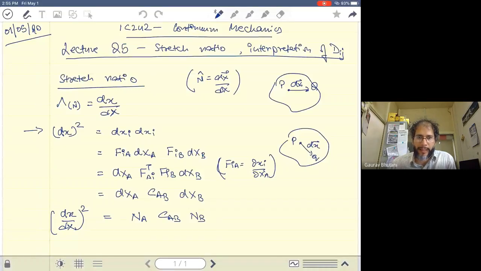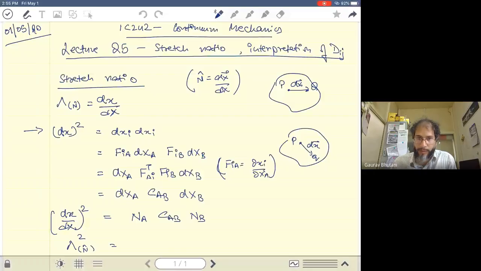So the ratio of d capital X vector divided by d capital X magnitude is the n vector. And d small x by d capital X is nothing but the stretch ratio, as we already have seen. So this can be written as the square of the stretch ratio, that is n hat dot C dot n hat.